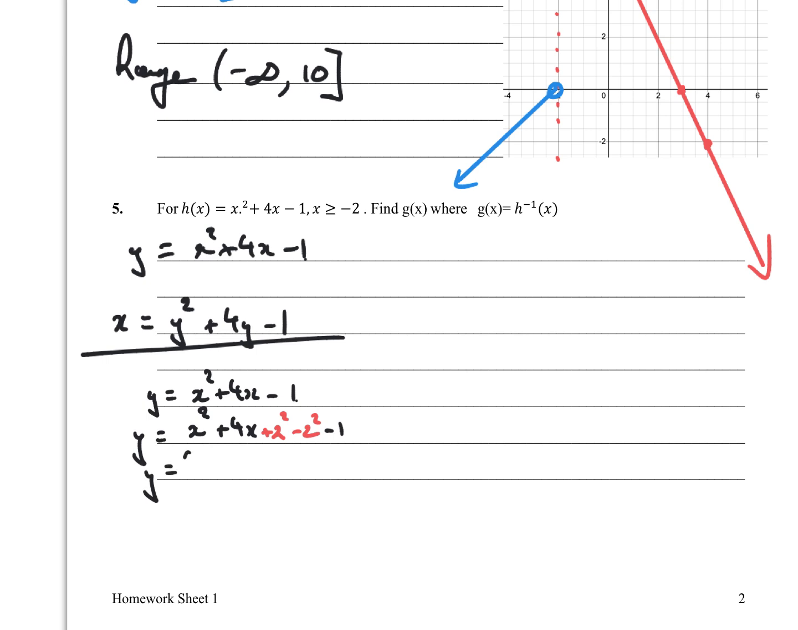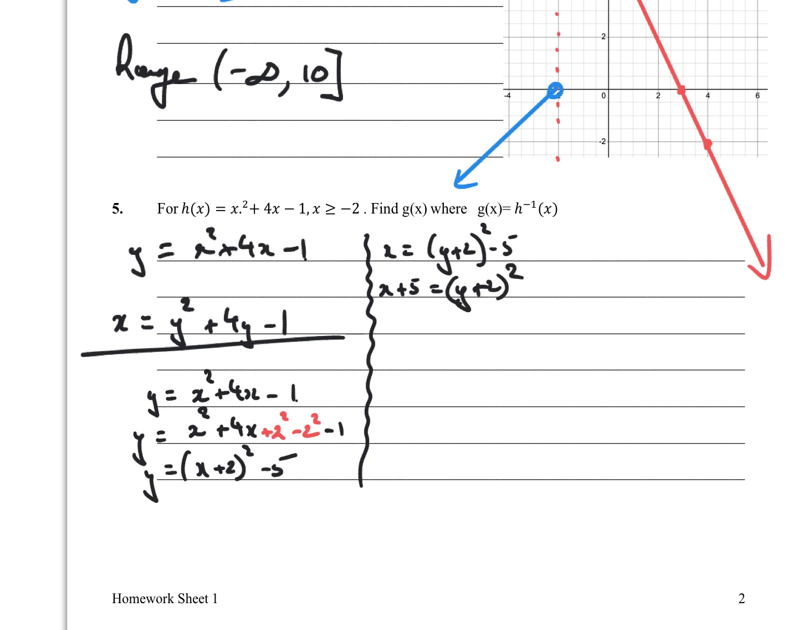So hopefully we're getting much better at just being able to go x plus 2 all squared minus 5. So that's what that function is. Now if I want to find the inverse, I swap x and y. I get x plus 5 equals y plus 2 squared. Take the square root. So I'm going to put y plus 2 equals plus or minus the square root of x plus 5. So y equals -2 plus or minus the square root of x plus 5.